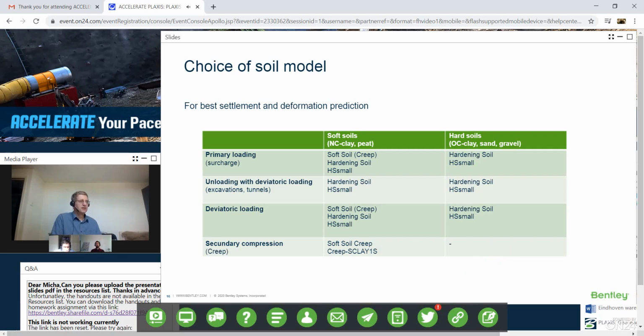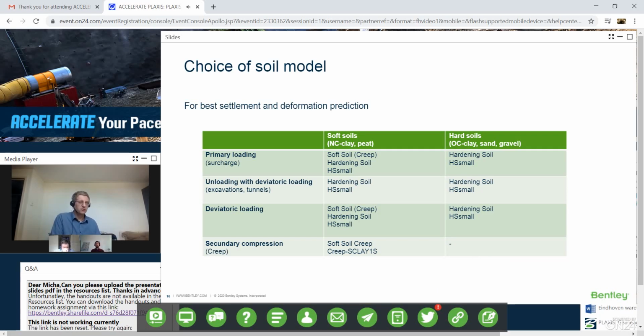Excavations, tunnels. Is it pure deviatoric loading? That could be still things like foundations on over-consolidated soil, especially under horizontal loading. That may be more pure deviatoric if you have to take into account strong wind forces or something on your foundation. And then secondary compression, creep. Then it depends on the kind of soil. Is it a very soft soil, a normally consolidated clay, a soft normally consolidated clay, a peat maybe? Is it a hard soil, an over-consolidated clay? You can think about things like London clay or Boston blue clay or something like that.